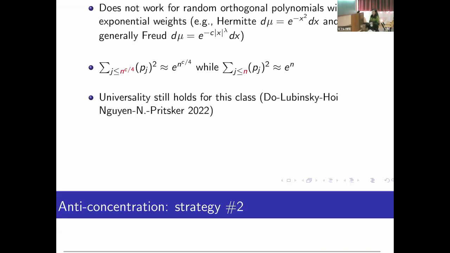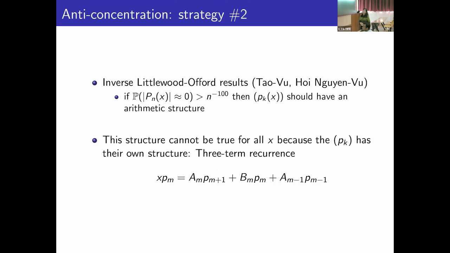So what is the strategy? Going back to the so-called inverse Littlewood-Offord theory, developed by a series of works by Tao and Vu, Oanh Nguyen and Vu, and some other works, the basic idea is what we were discussing previously: if the anti-concentration probability is bad, meaning it is big, then the individual polynomials pk(x) should have some arithmetic structure. Now, what are our pk? These pk's are orthonormal polynomials. They have their own structure already. For instance, the structure that we focus on is the three-term recurrence, meaning there are coefficients an, bn such that they satisfy this recurrence.